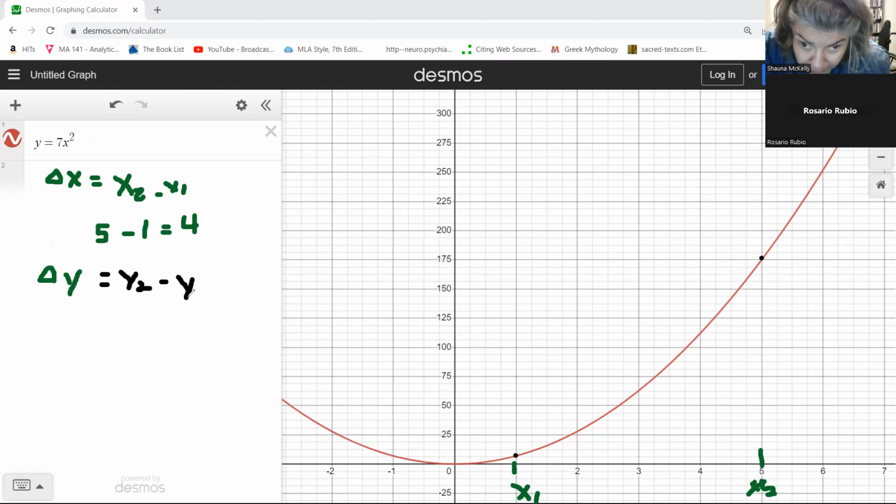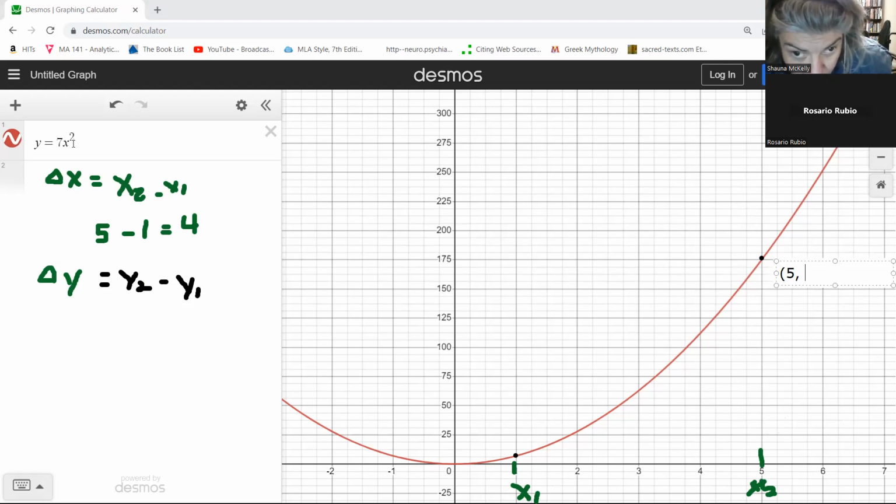Okay, so y2 is going to be the y coordinate here at 5. This is 5, remember? X2 is 5. So this ordered pair over here, this ordered pair is 5 and something, right? Got it. Well, in order to figure out what that something is, we plug that into x.